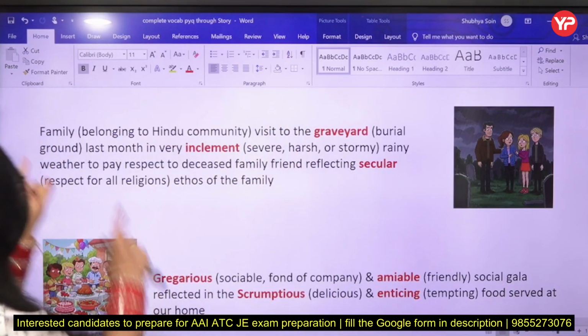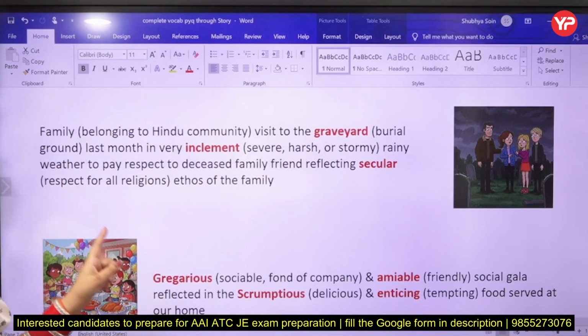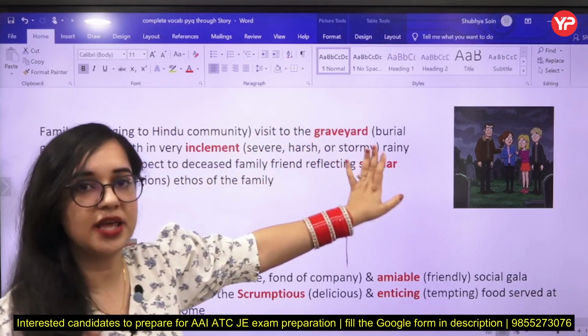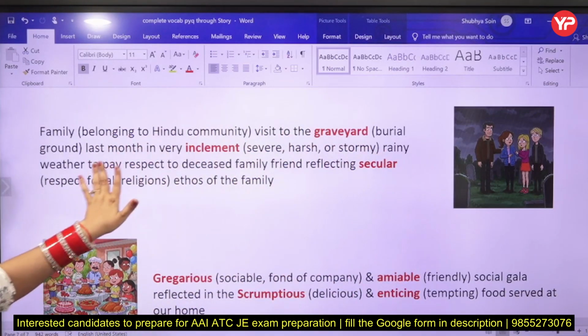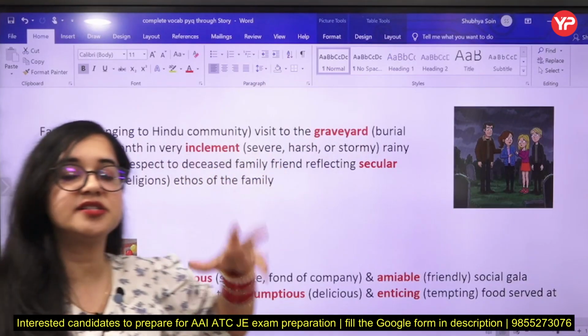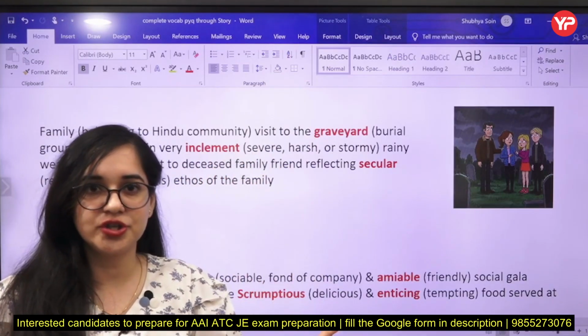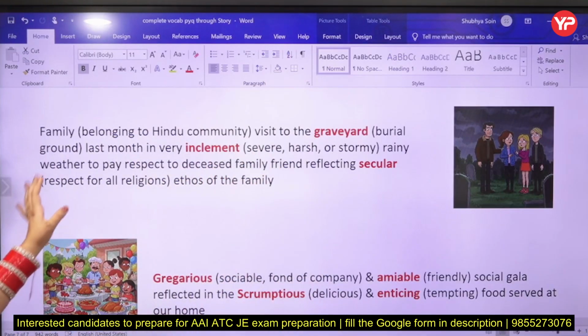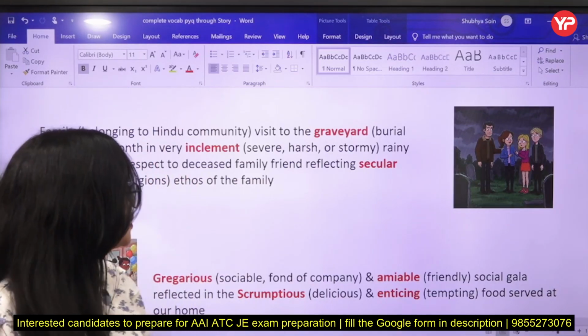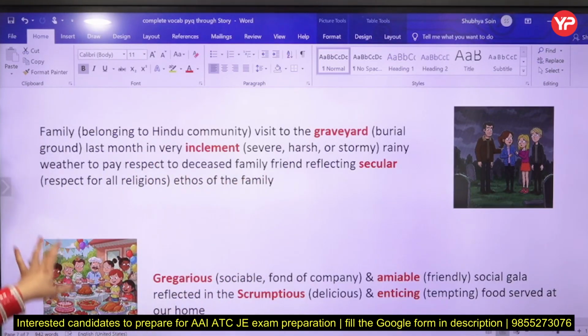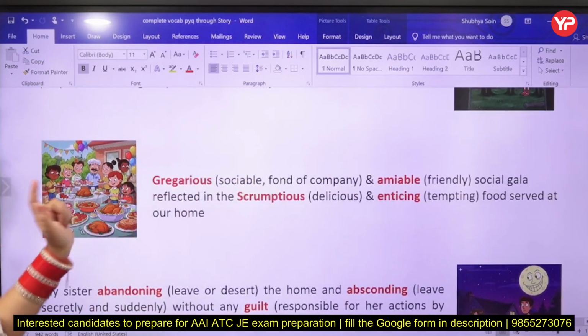So that is a family moment he is remembering, that is a graveyard. Graveyard was a word that came into our vocabulary. That is a burial ground where all the people went. The inclement weather was there, that is a very bad weather condition, too much rain, and they wanted to pay respect to the deceased family friend, that is a person who they just lost, reflecting secular ethos of the family. Gregarious, I told you a word, is very sociable.